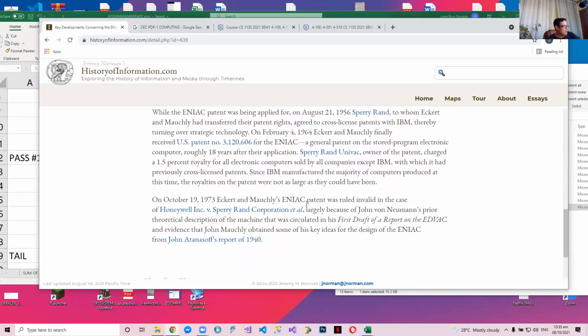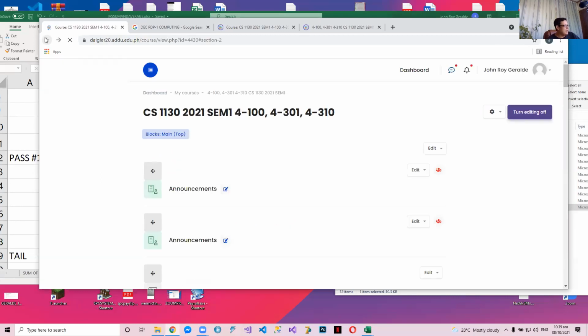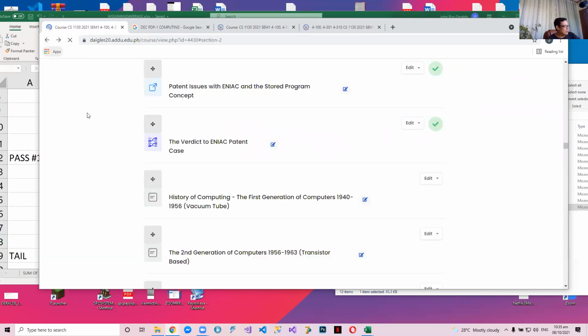Now in 1973, the patent was ruled invalid. Honeywell Inc. is, I think, owned by a predecessor of John Atanasoff, and Sperry Rand is Eckert and Mauchly. They were sued for patent rights. It was ruled invalid. Let's find out why. Why was it cancelled by the court? The patent for ENIAC was cancelled by the court.